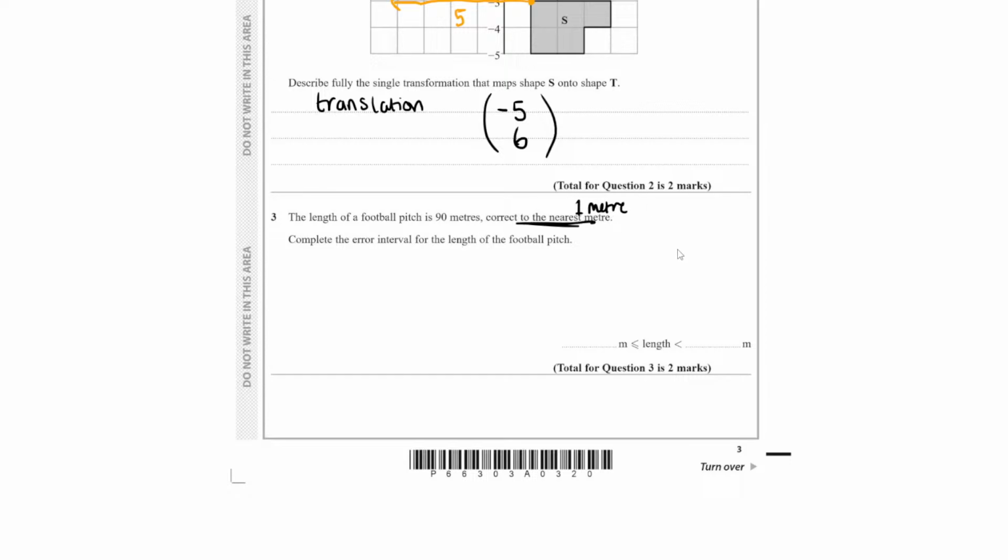Half of that below, half of that above. So obviously half of a meter, 0.5. So that'd be 89.5, because if you got that, you'd round it up to 90, wouldn't you? And then the upper one is 90.5. Now I know that technically you would round 90.5 up to 91, but that's why the inequality symbols are like this. The bottom one could be equal to 89.5 or anything bigger. The top one is anything less than 90.5. Not equal. So that's fine as it is.